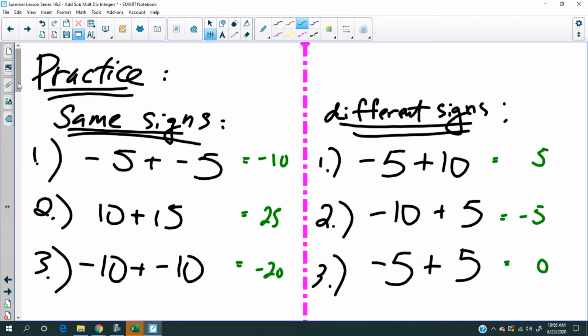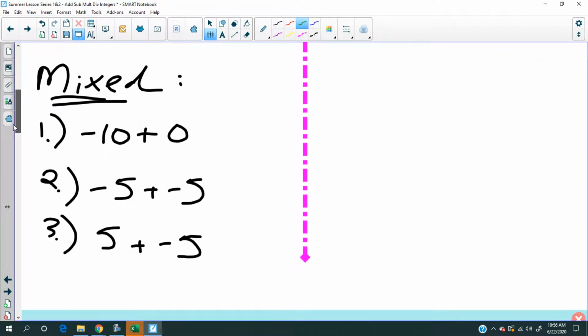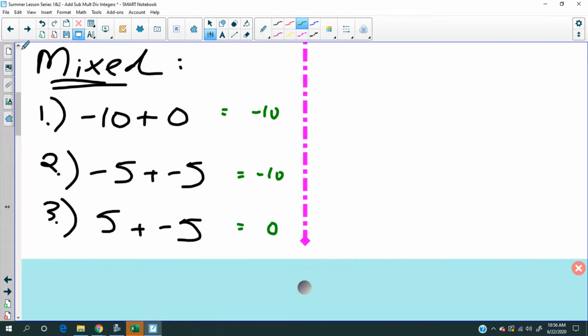Okay, now I'm gonna mix those two rules up. Try this one. Yep, -10 plus 0 is still -10. Now you gotta ask yourself, are these the same signs or different signs? Same signs, right? Add them, keep the sign, right? How about these two? Same signs or different signs? Different signs, right? Subtract them, and that's it. Okay, that's how you do it.